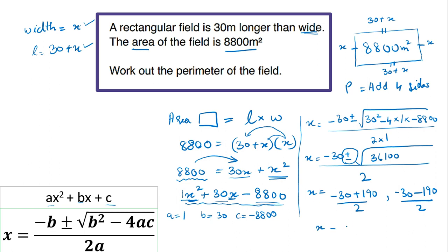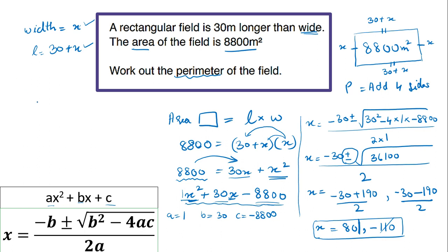So x is equal to either 80 or, comma, negative 30 minus 190 gives me negative 220, and negative 220 divided by 2 gives me negative 110, because negative 30 and negative 190 is negative 220. So negative 220 over 2 is negative 110. Now these are my x values. Now I have to work out the perimeter of the field. For the perimeter, you need to understand that you cannot take a negative answer. Obviously the length cannot be negative, which means that negative 110 is ruled out because I can't take a negative answer. So my x is supposed to be 80.